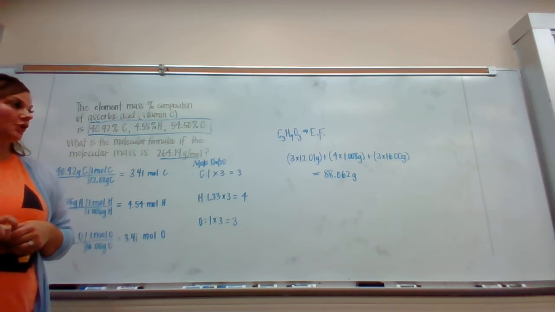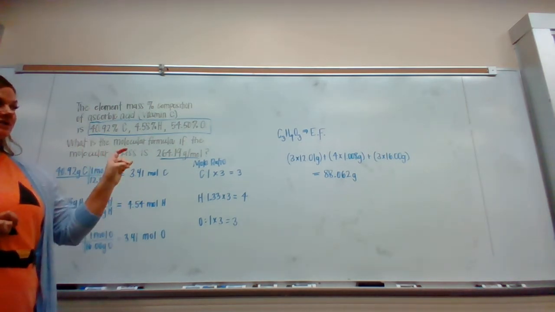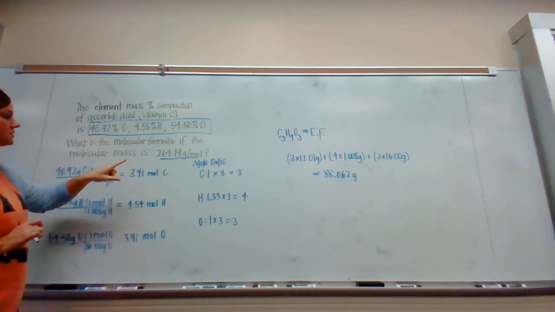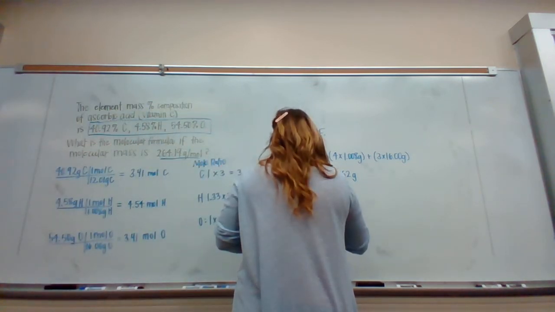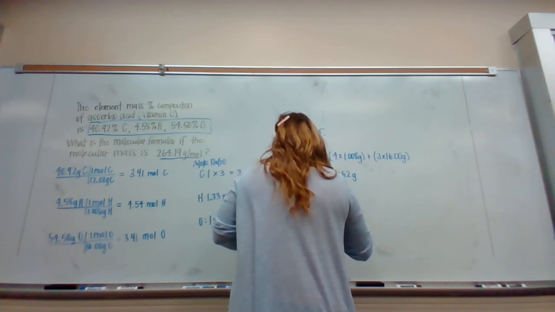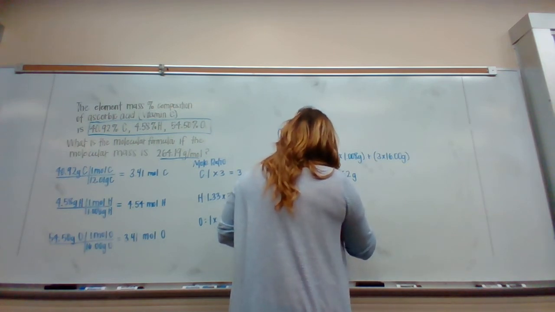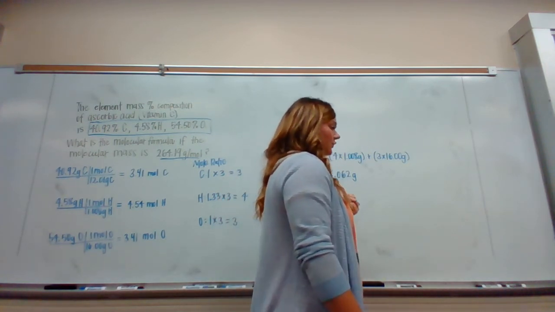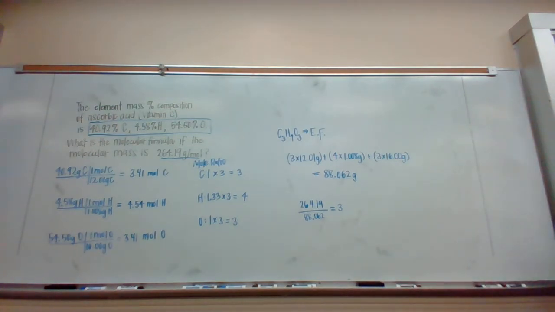Solved for my molar mass of my empirical formula, I got 88.062. So now let's take this 264.19 and divide that by 88.062. You get 3. That means these two are related by a multiple of 3.